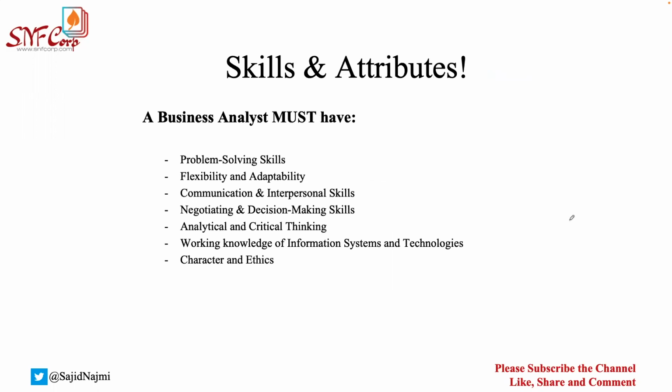Skills and attributes. What are the skills and attributes a BA must have in order to succeed as a BA? You need to be a problem solver. You have to have that skill, the way you can see yourself finding a situation where you can solve the problem. You have to develop all these skills. These skills can easily be developed. That's the good part. You just need some consistent practice, and you can develop this. So you need to be a problem solver.